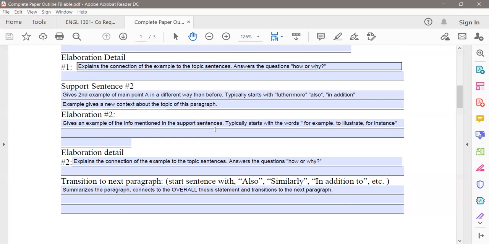So next, after that, you have your elaboration detail, and your elaboration detail explains the connection of that sentence to the topic sentence. Again, it does the same thing as before. It's going to answer the question how or why.